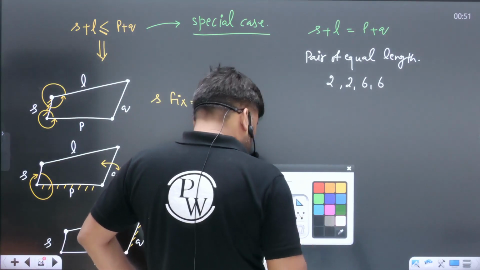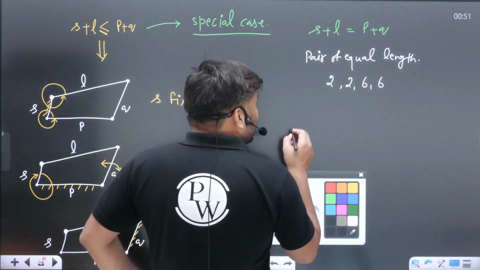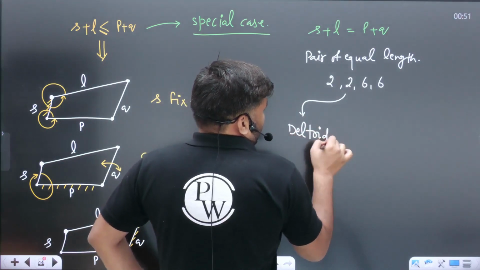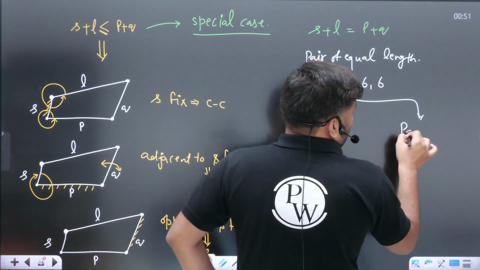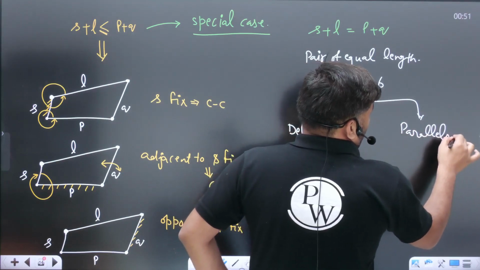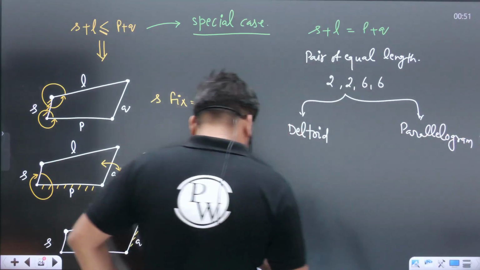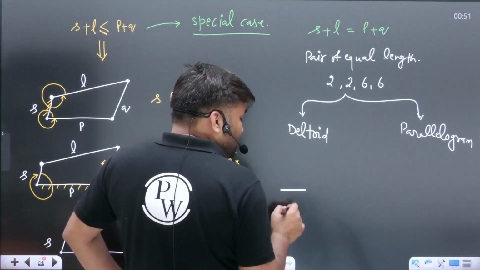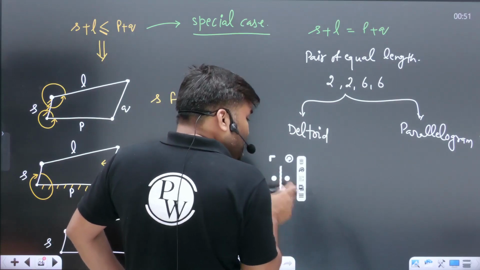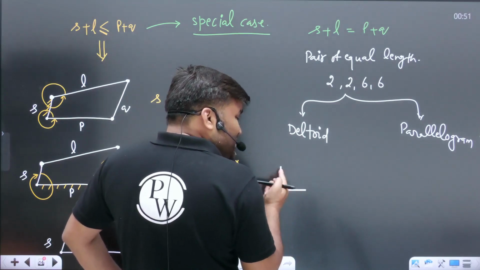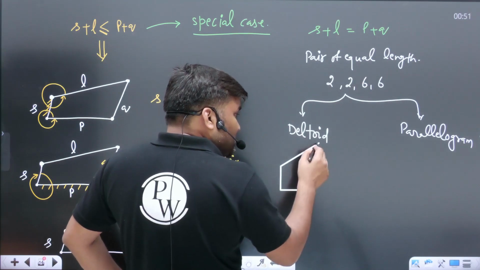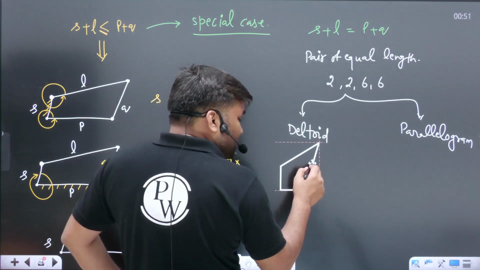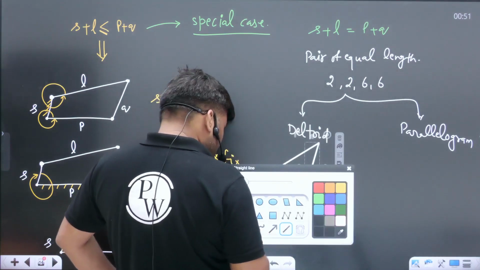Sir, the very first one is known as deltoid linkage. Another is known as parallelogram linkage. Deltoid linkage, how does it look? Sir, a small link, another small link, they are connected together. Shortest, and this is longest. Shortest together, longest together. Getting my point? This is something known as deltoid linkage.